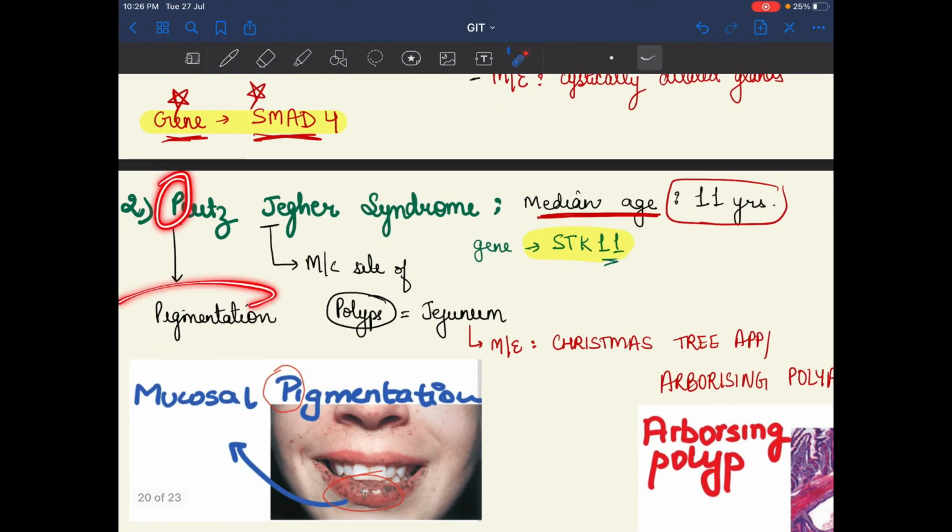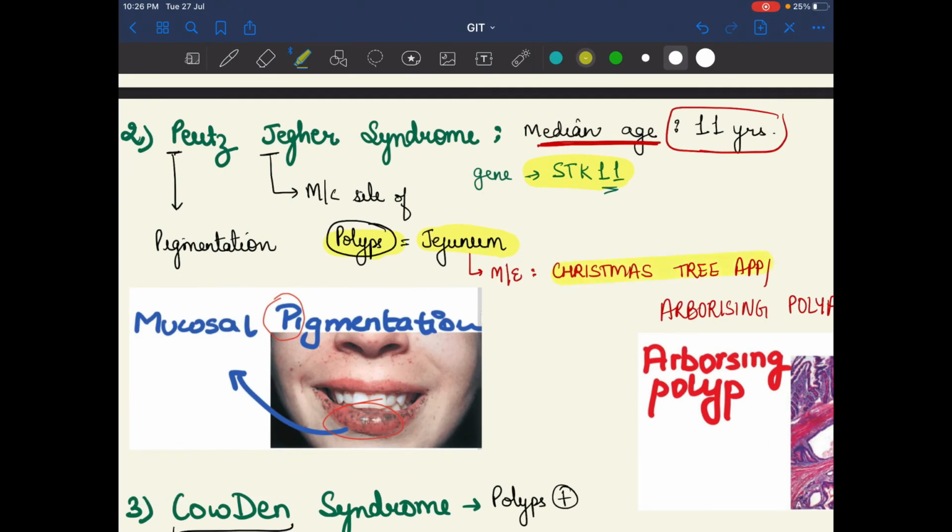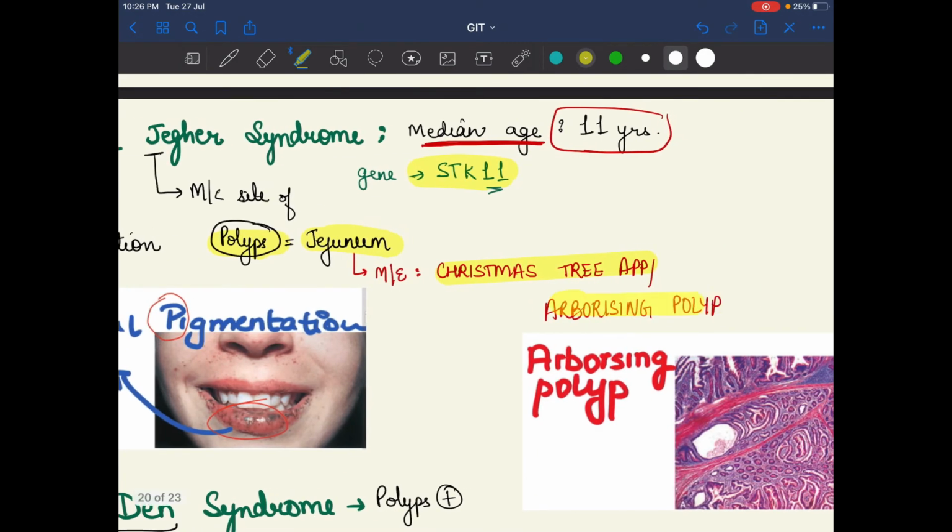P for Peutz means pigmentation is there. J for Jeghers means jejunum involvement is seen. So in Peutz-Jeghers syndrome, pigmentation is seen, and the most common site is the jejunum. So the most common site for polyps is the jejunum. And on microscopy, we see the Christmas tree appearance, or we can say arborizing polyp.